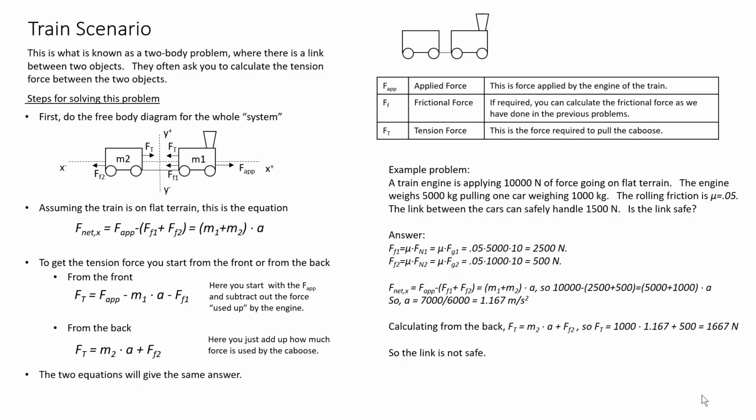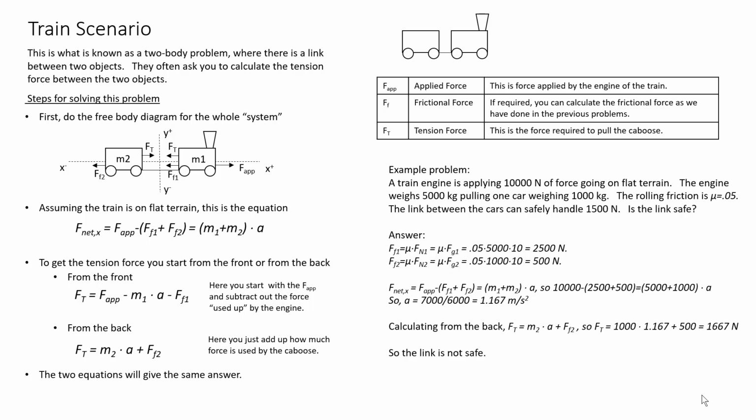And to do this, you can either start from the front or you can start from the back. If we do it from the front, the tension force equals the applied force minus all the force that is used up by the engine, by M1. That includes the frictional force on M1 plus the amount of force required to make it accelerate, which is M1 times A.